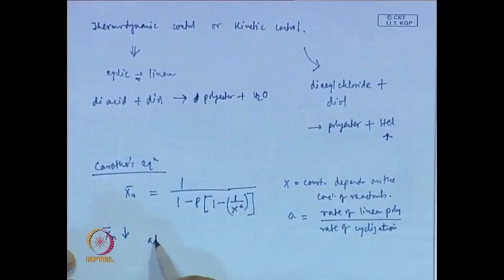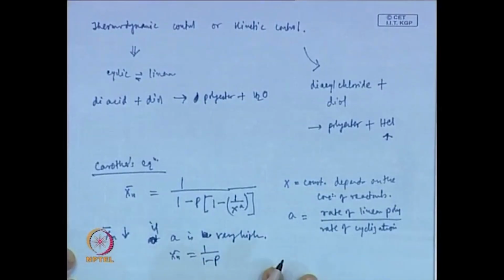Now, if A is very high, that means an almost complete absence of cyclization, then X n would be 1 over 1 minus p, which is basically giving us back the original Carothers equation for linear step polymerization.